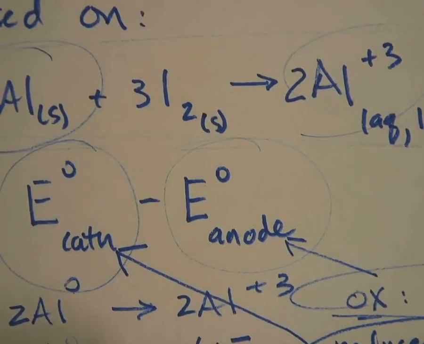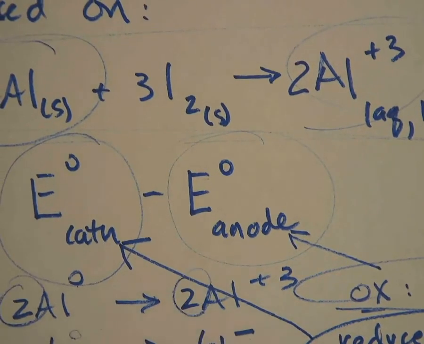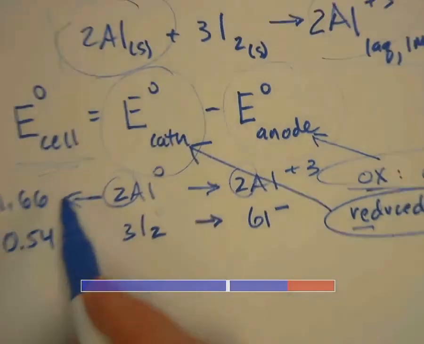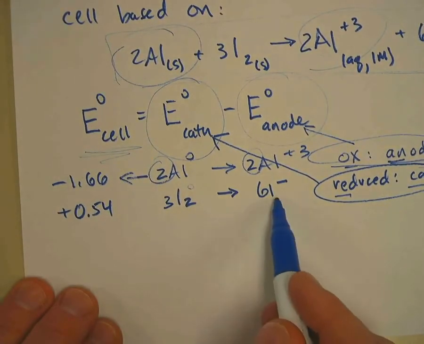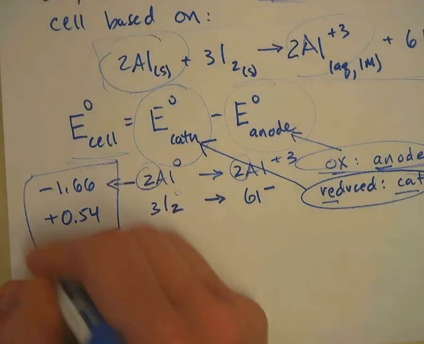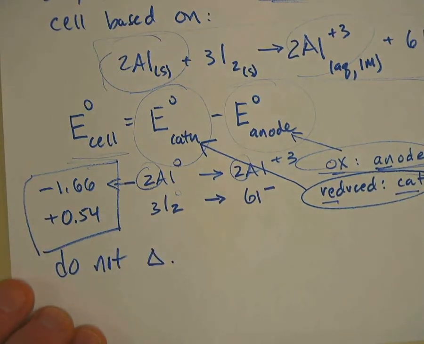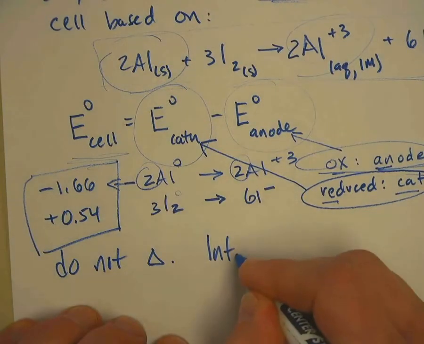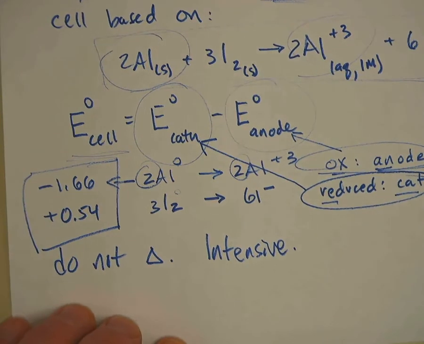Now, you'll also notice right away that there's a 2 in front of each of these. Does that mean that I need to double the voltage? You'll also notice that there's a 3 and a 6 in front of here. Does that mean that I need to multiply the voltage by 3 or 6? No, it doesn't. Do not change these no matter what, because remember, voltage, or standard reduction potential, is what's known as an intensive property of matter. It's independent of the amount of stuff you have.